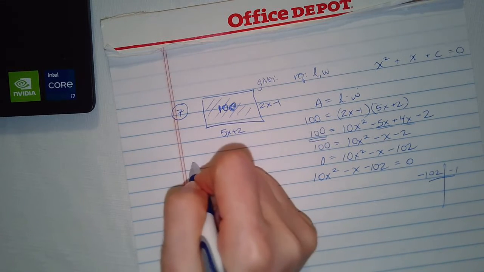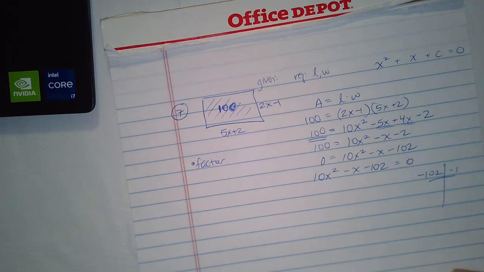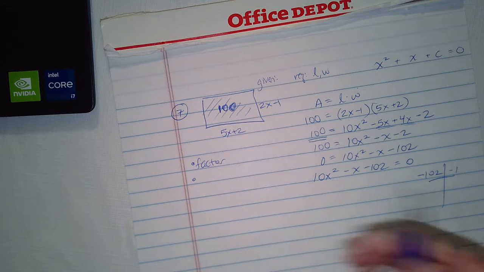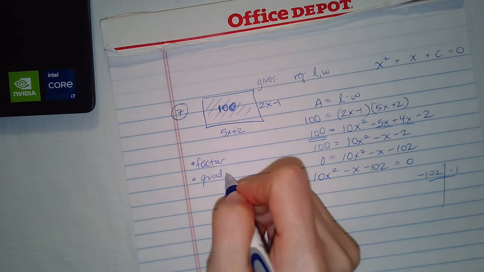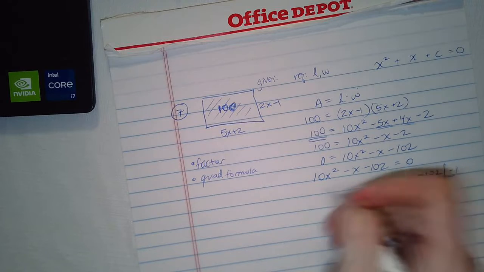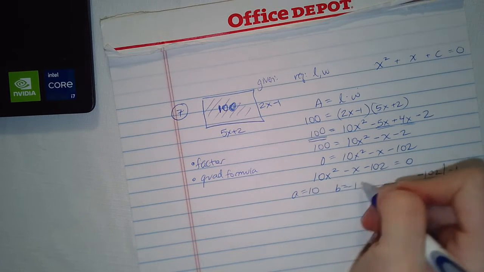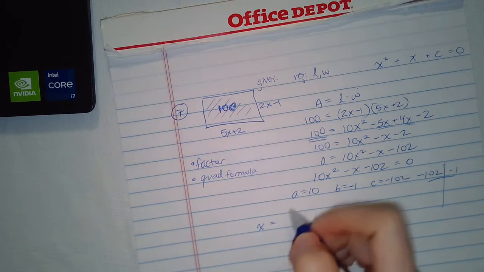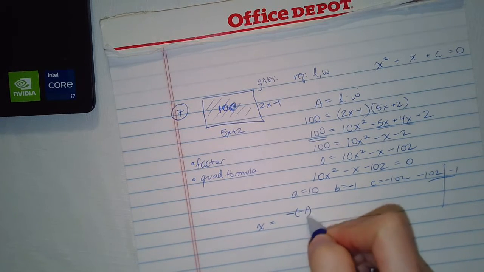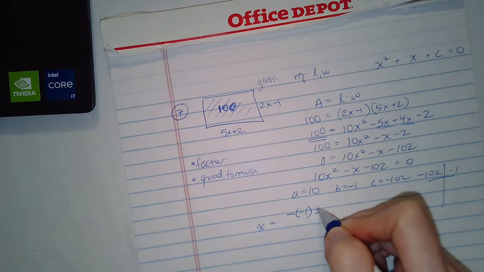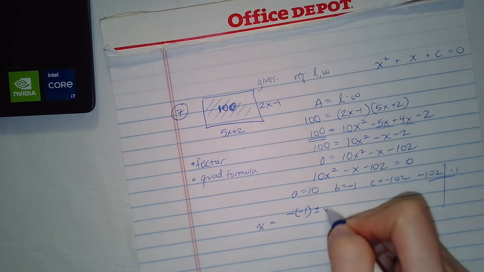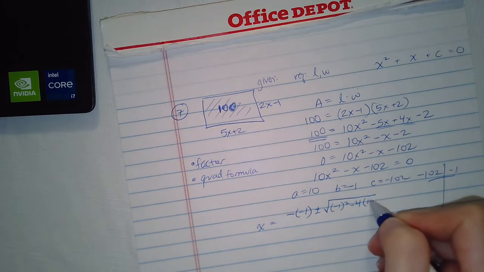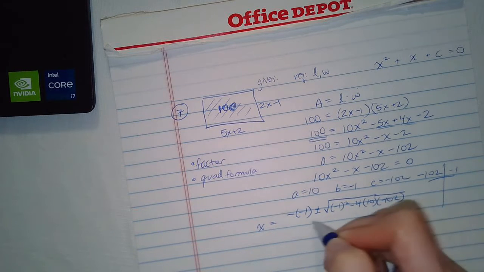So remember that we had all these options. We could factor, and notice that factoring this one is going to be a little bit painful. We could do completing the square. We could do quadratic formula even. So let's do quadratic formula. So A is 10, B is negative 1, and C is negative 102. So quadratic formula, x equals negative b, so negative negative 1, plus or minus square root of b squared, so negative 1 squared, minus 4 times 10 times negative 102, all over 2a.